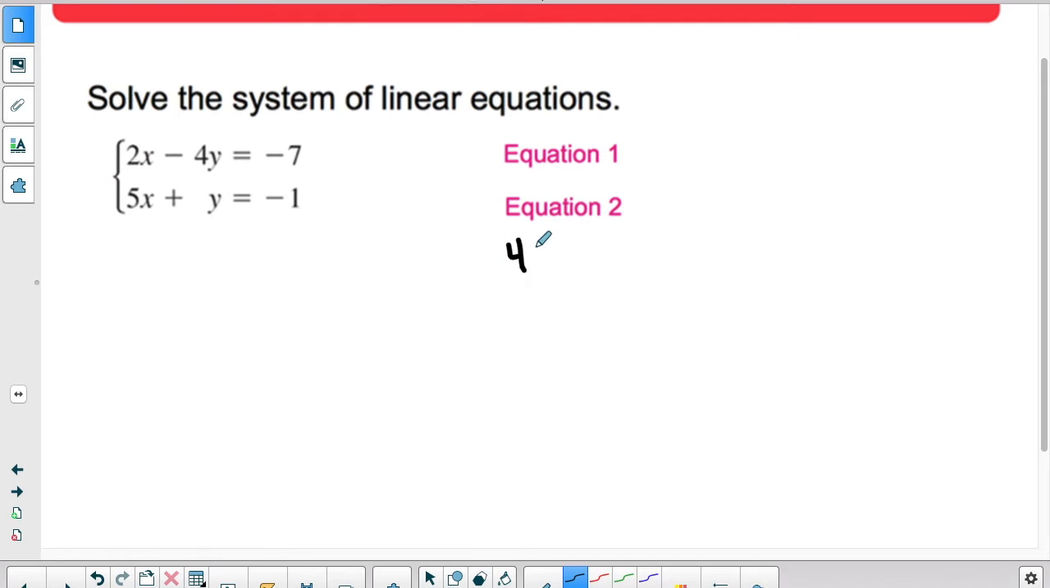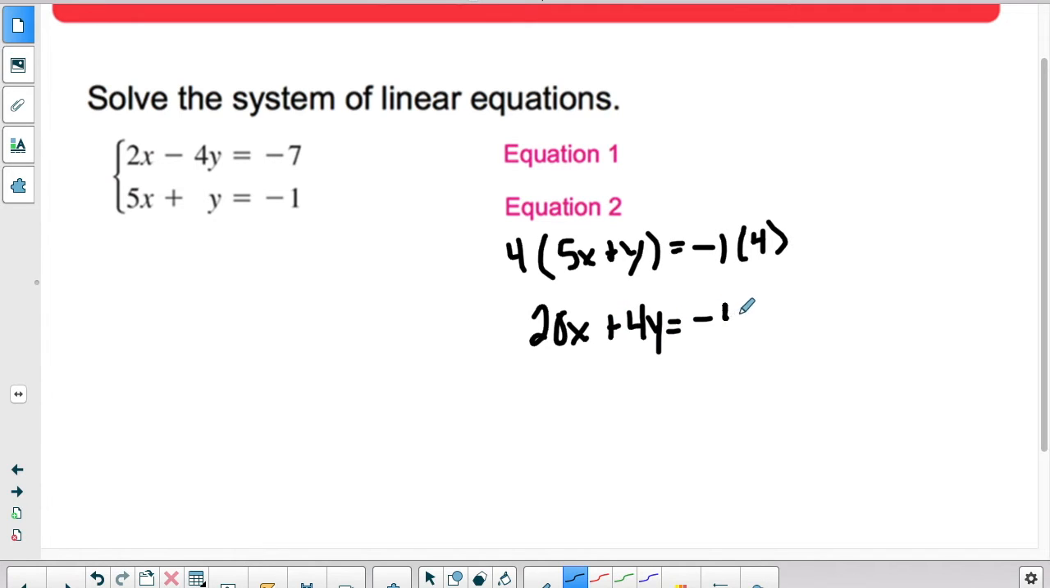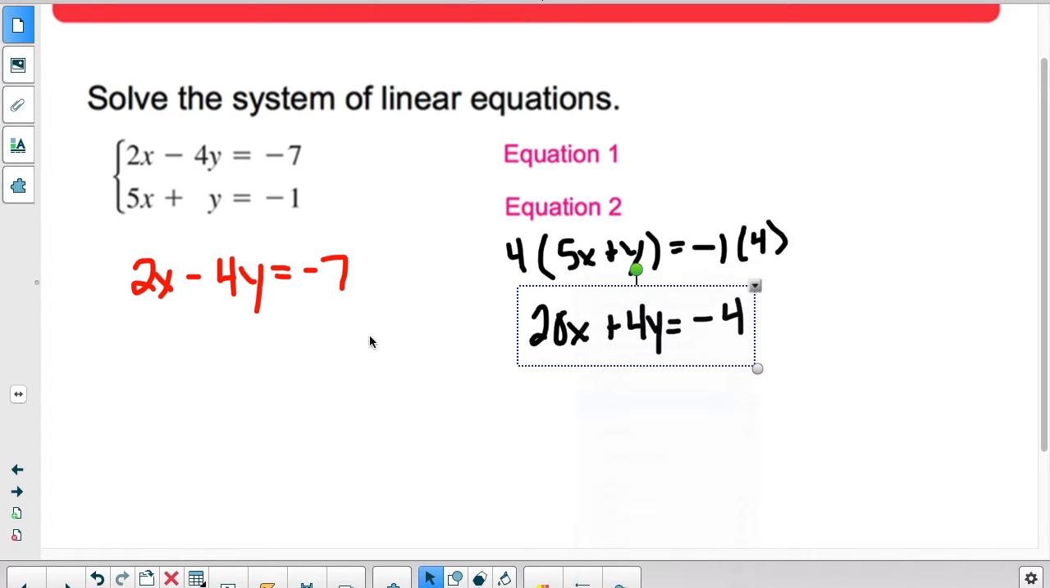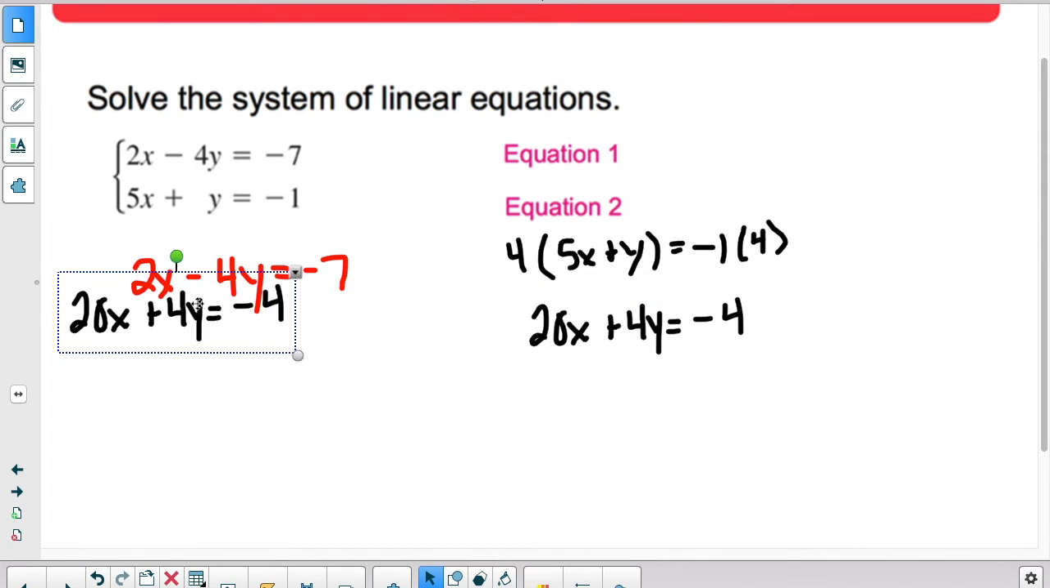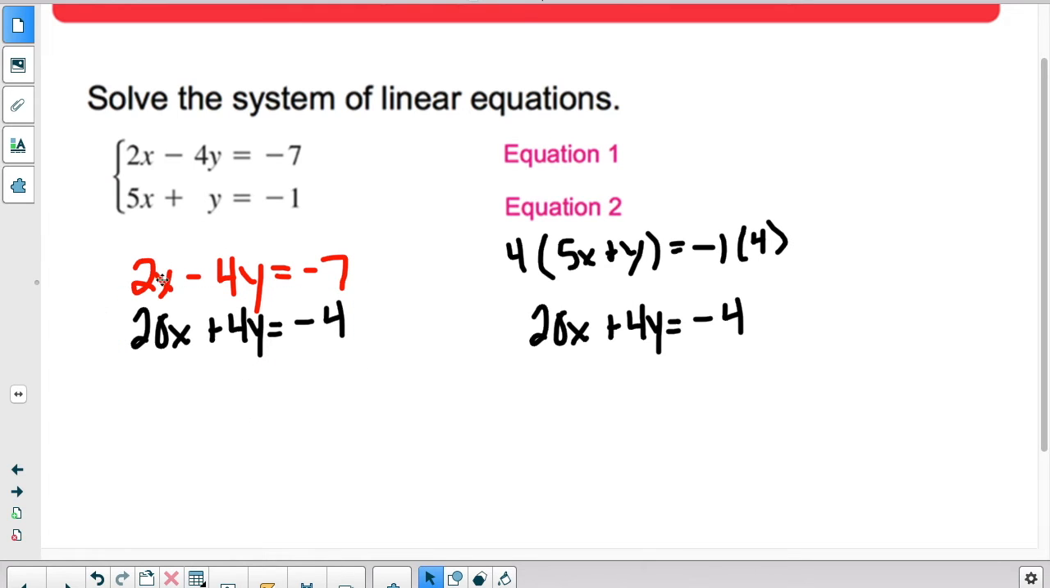So we're going to do 4 times our 5x plus y is equal to negative 1, times 4. We're going to multiply both sides by 4. And when we do that, 5x times 4 is 20x, 4 times y is plus 4y, is equal to negative 4. And the reason we do that is because when we set it next to our original equation on top, 2x minus 4y equals negative 7, and paste this equation over here, the y values are the same.